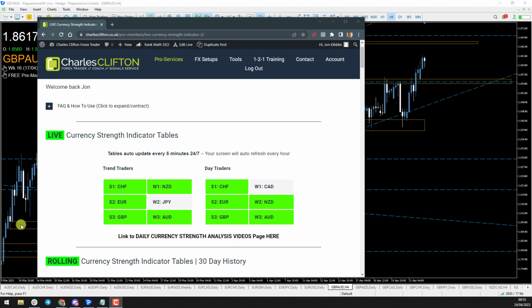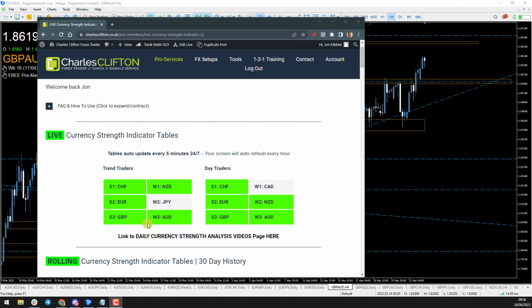Here you can see we have the tables in front of us. We have the trend traders table and the day traders table. These are the same studies but just highlighting different time frames. You can see here that some of the currencies are highlighted in green. That means there's a confluence between the trading time frames, and that's why we're focusing most of our attention in these videos. The tables auto update every 5 minutes 24/7, meaning that our members can see how the market stands right now in real time.